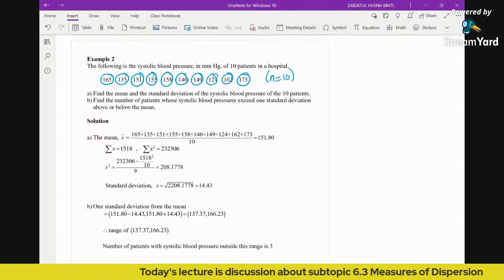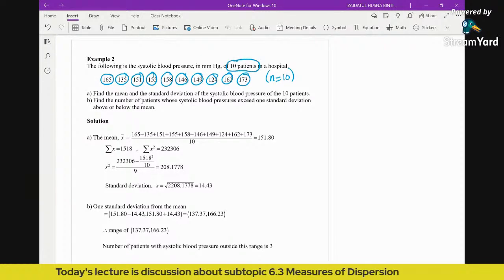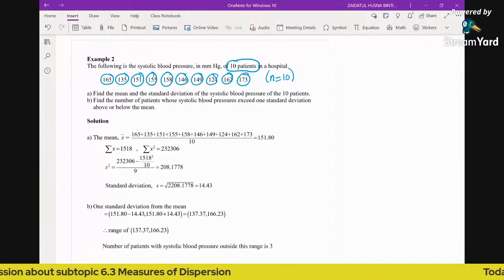And in fact, it's also been given in the question, right? So we have a total of 10 patients. All right, so now finding the mean, sum of x divided by n. So this is the mean.